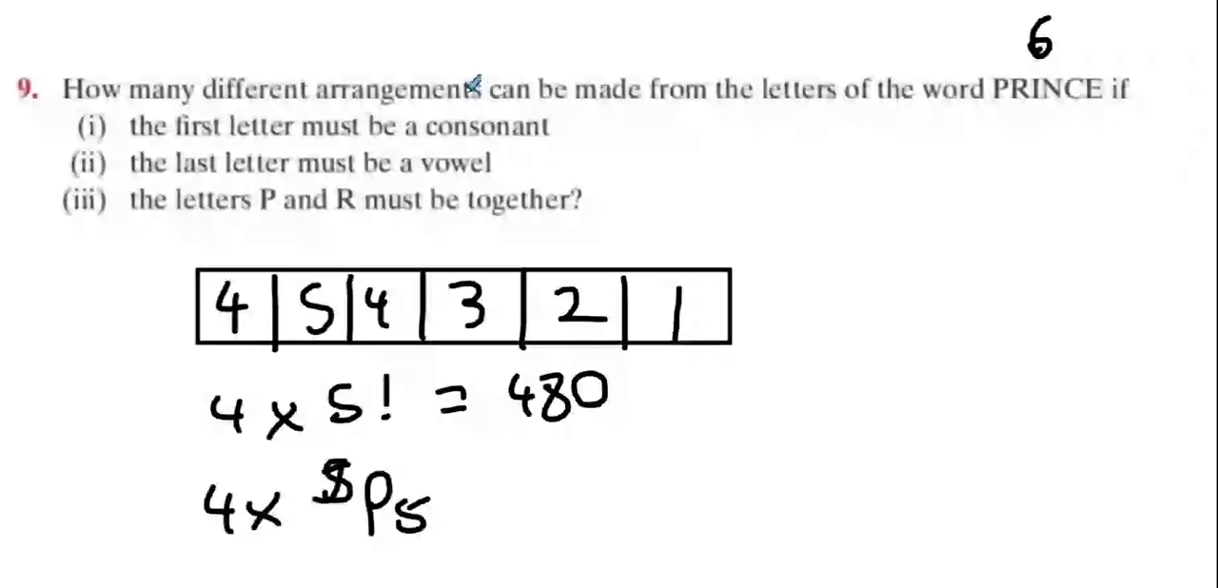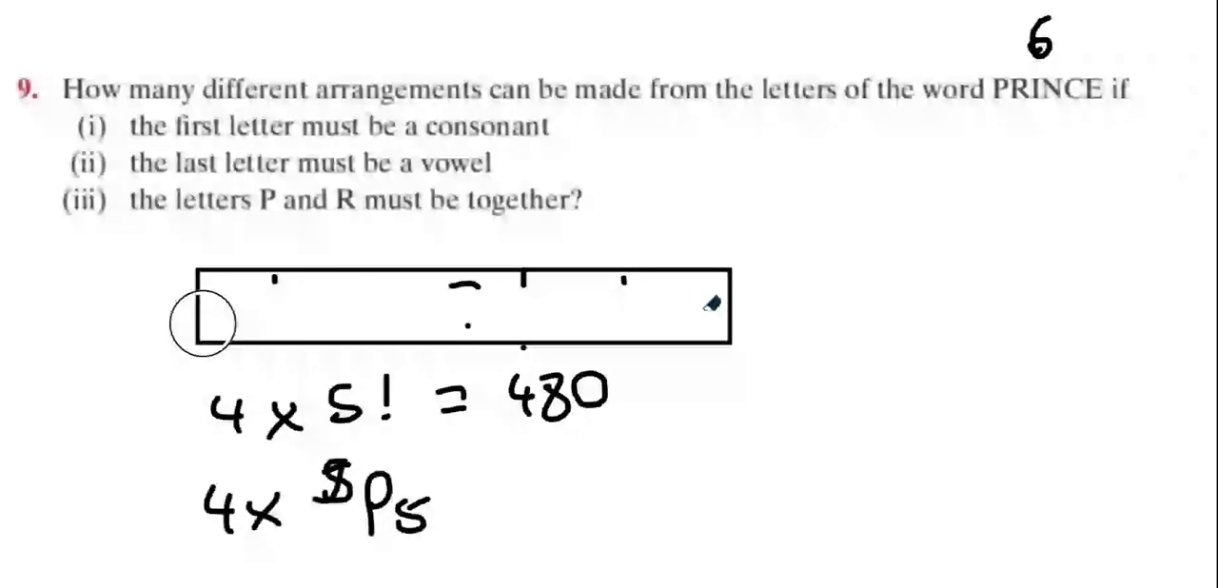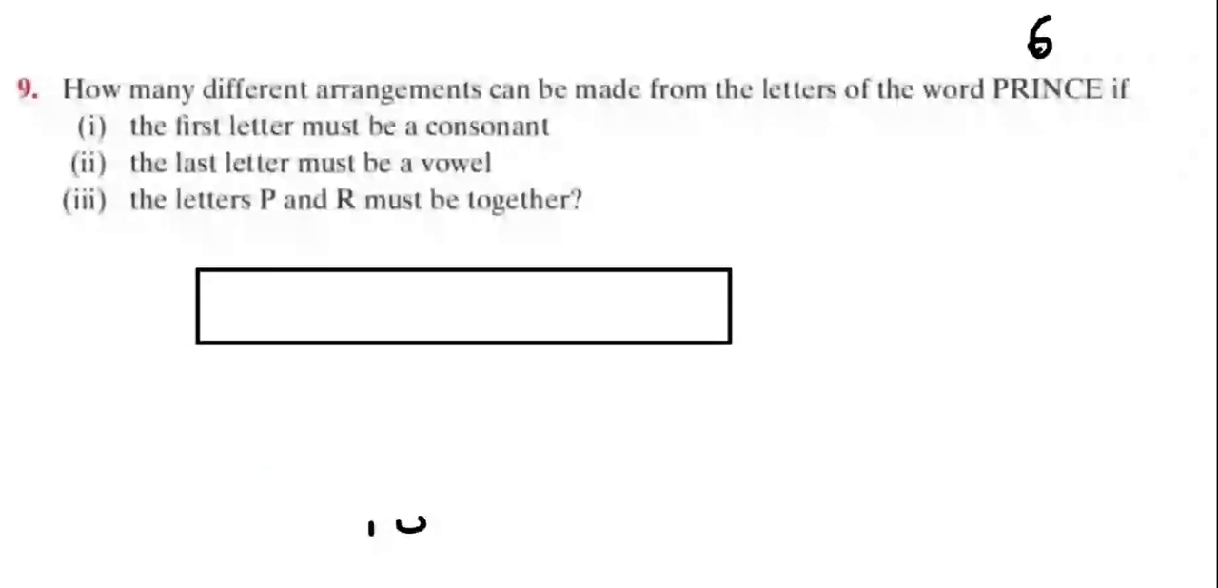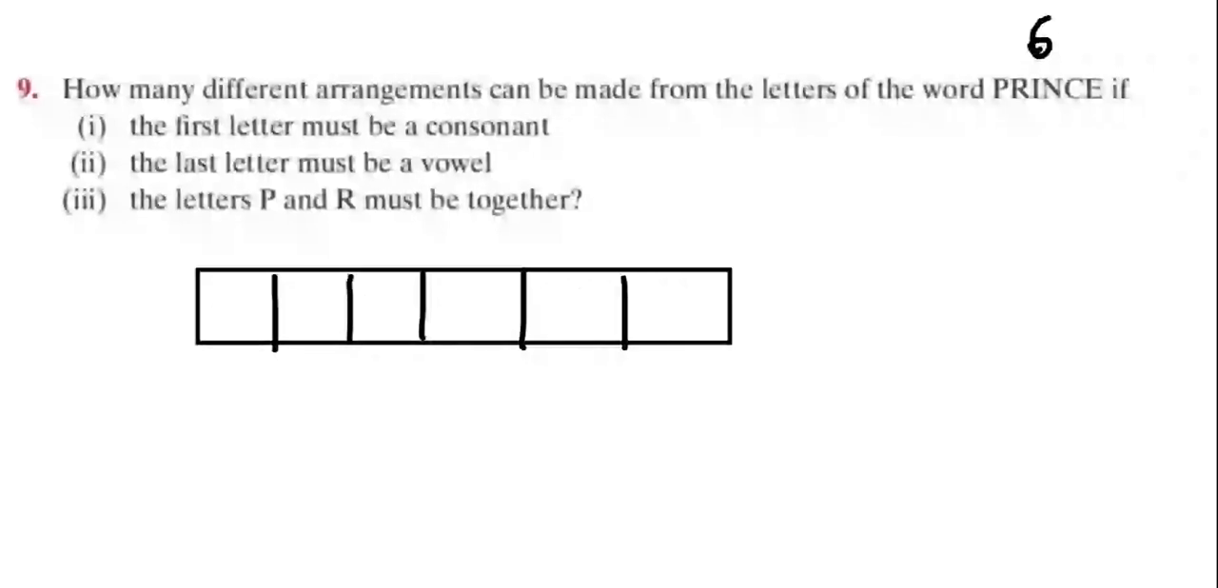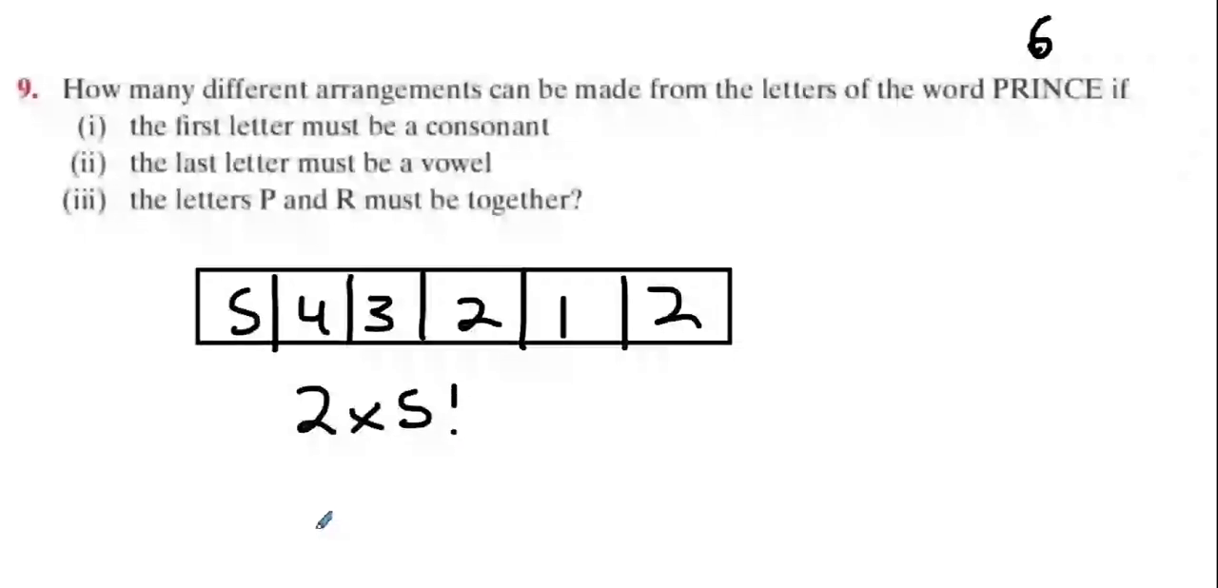Okay. Next one. The last letter must be a vowel. How many vowels can I choose from? 2. So where does the 2 go? I put the 2 at the very end, yeah? How many letters are left then once I choose one of the vowels? 5, 4, 3, 2, 1. 2 multiplied by 5 factorial, otherwise known as 2 multiplied by 5 pick 5. 240.